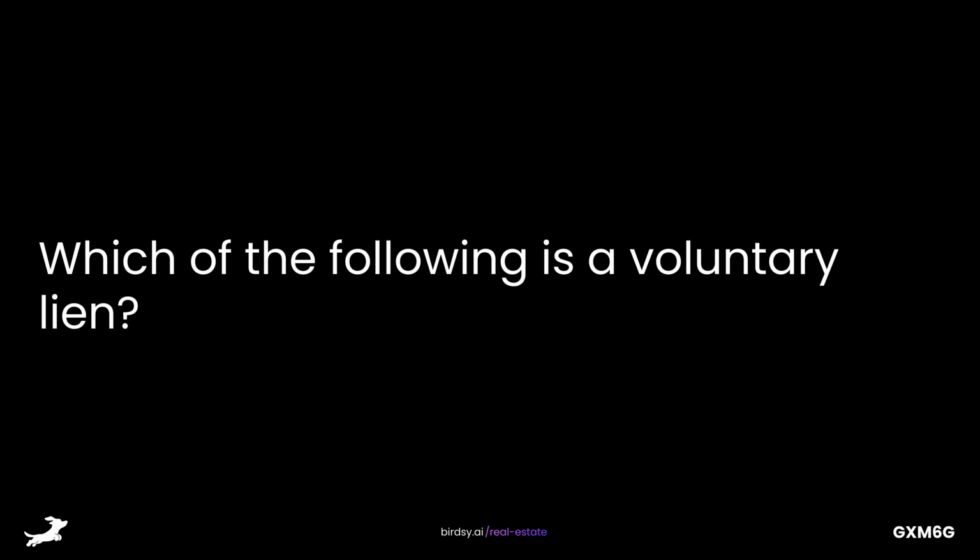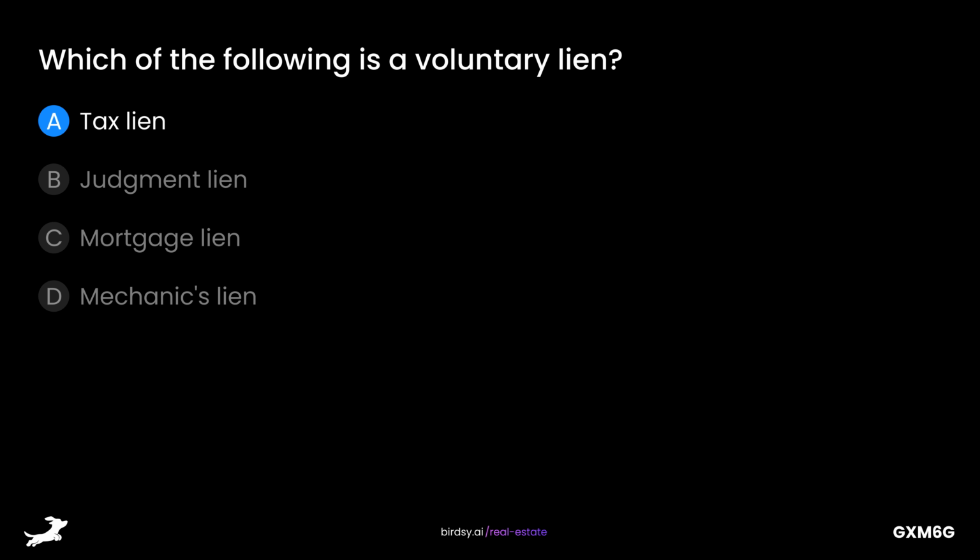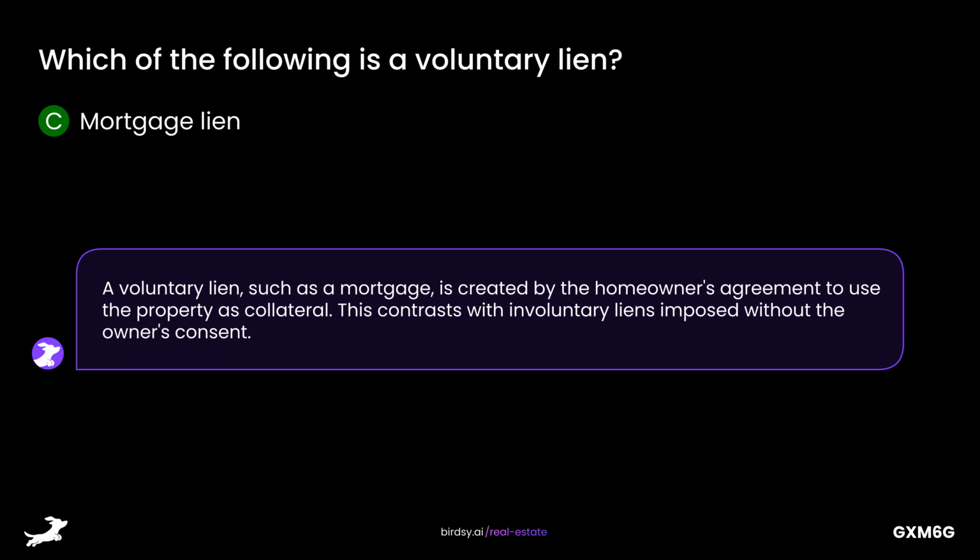Which of the following is a voluntary lien? Is it A, tax lien, B, judgment lien, C, mortgage lien, or D, mechanics lien? The answer is C. Mortgage lien. A voluntary lien, such as a mortgage, is created by the homeowner's agreement to use the property as collateral. This contrasts with involuntary liens imposed without the owner's consent.